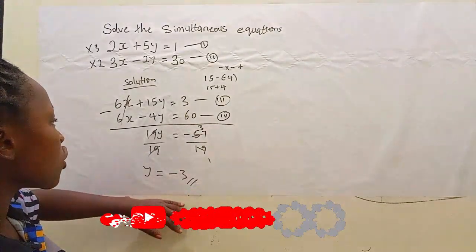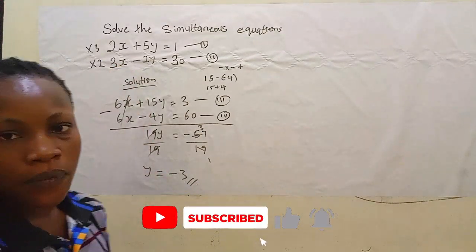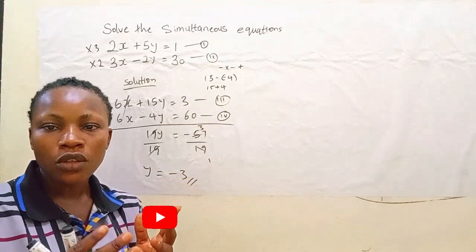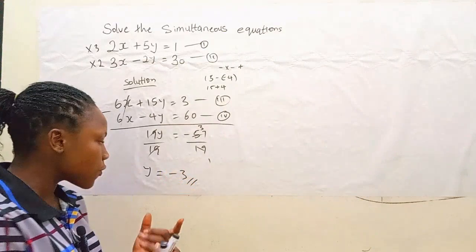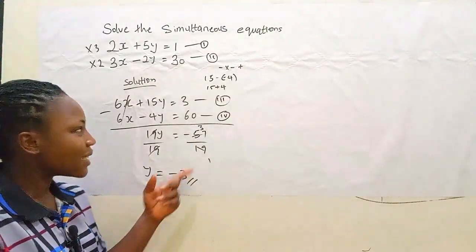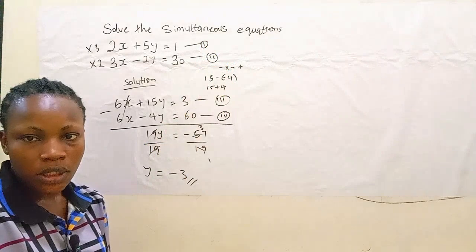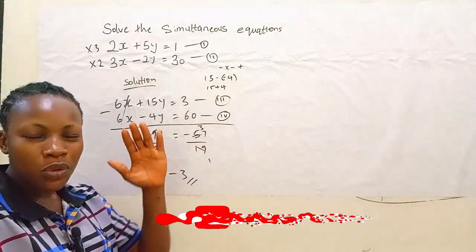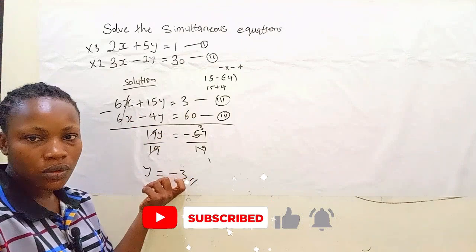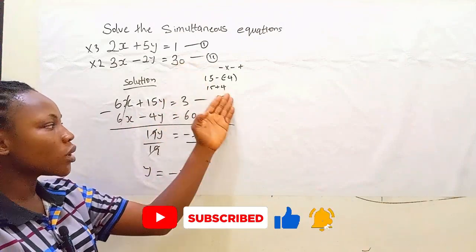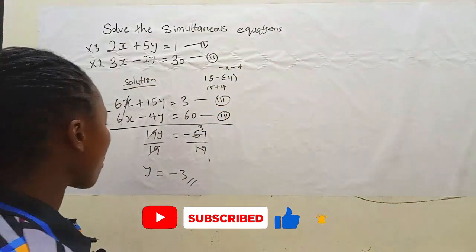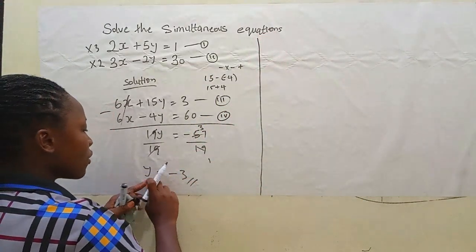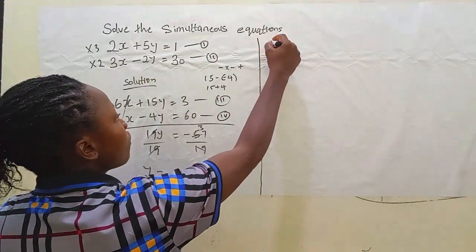So the next thing to do is to find the value of x. Now for us to be able to find the value of x, we are to substitute for y as this in any of these equations. If we are using equation 1, anywhere we see y, we are to remove y and put this value there. Likewise, equation 2, 3, and 4. So let's use equation 1.